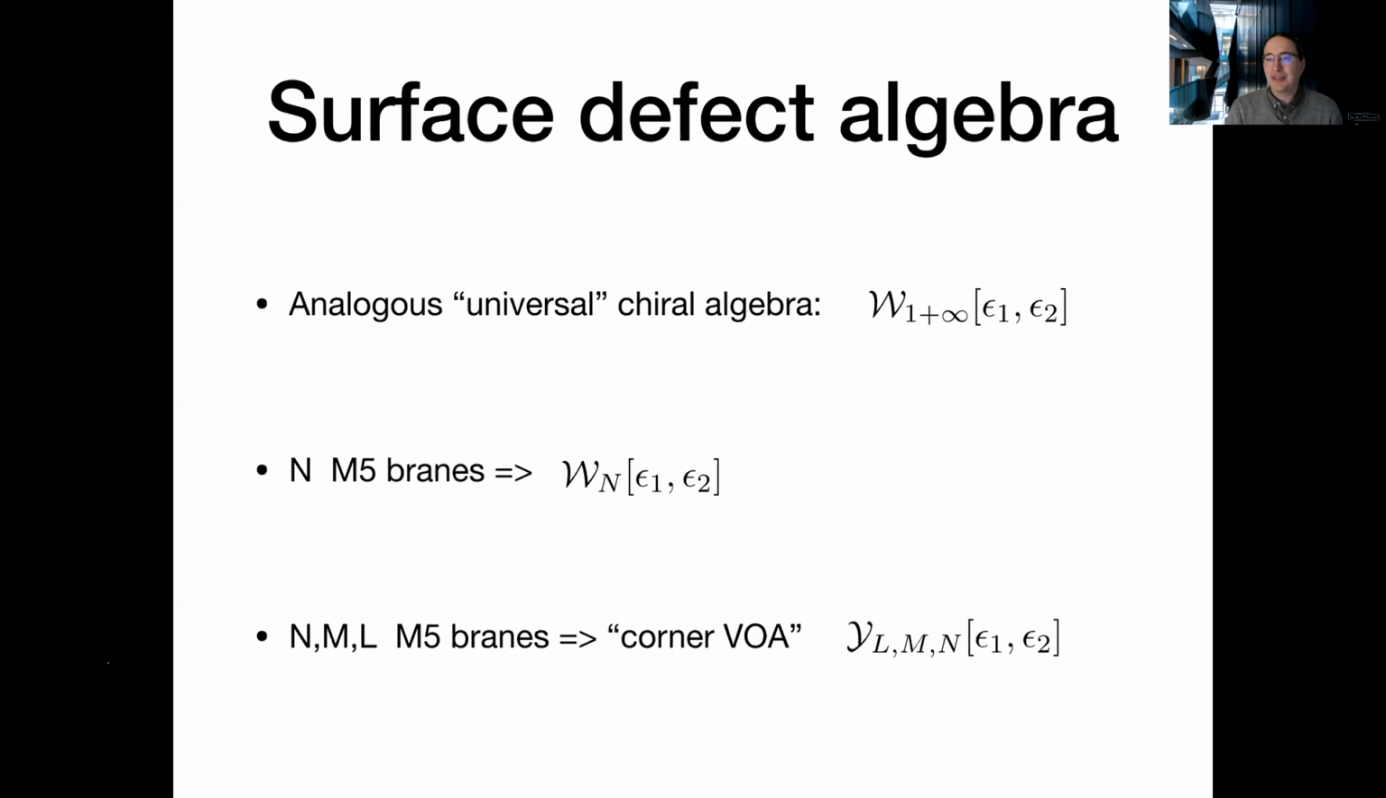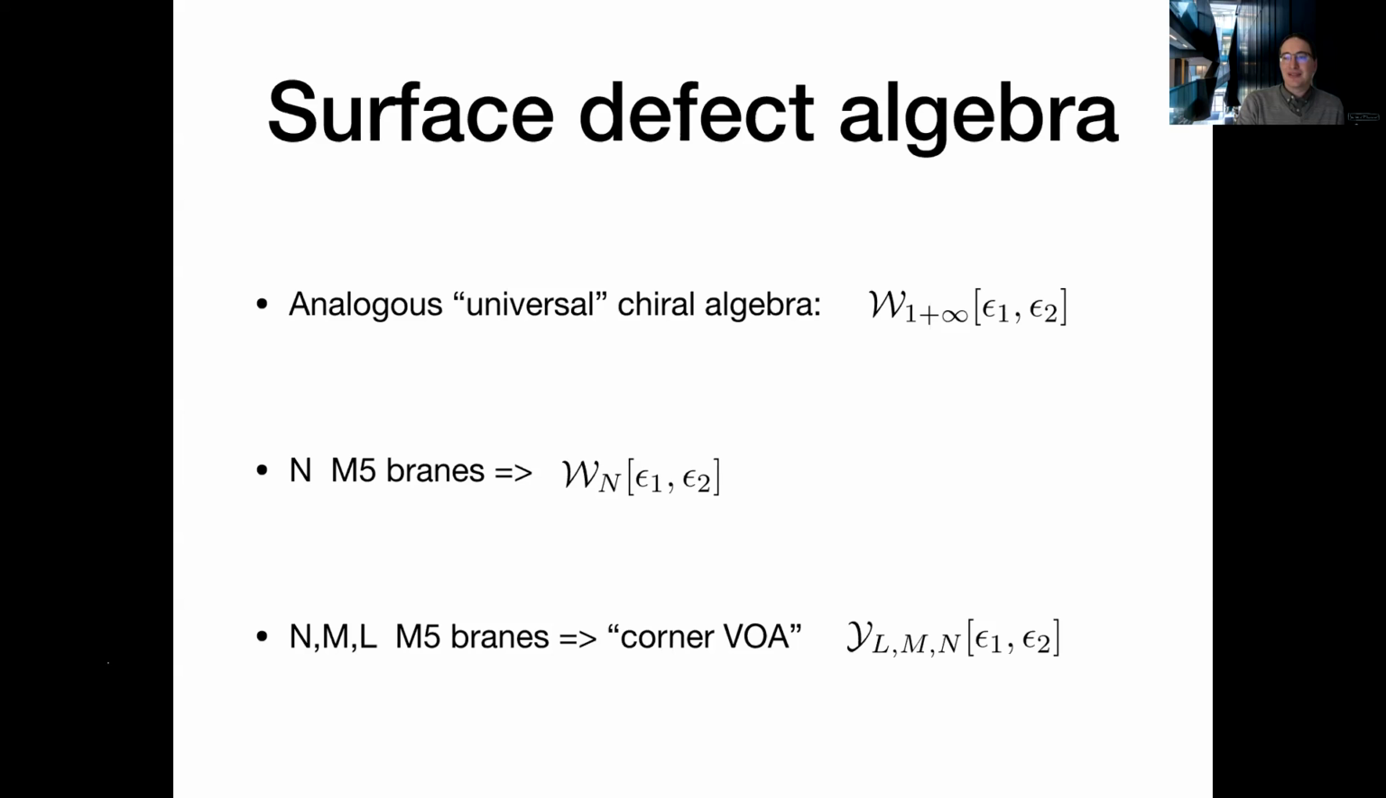It's because these stacks of M5 branes must admit a coupling to M-theory. And that means that the vertex algebras that live on the intersections must be truncations of, or must be governed by, W_{1+∞}. So that was another very nice consistency check on the whole story.